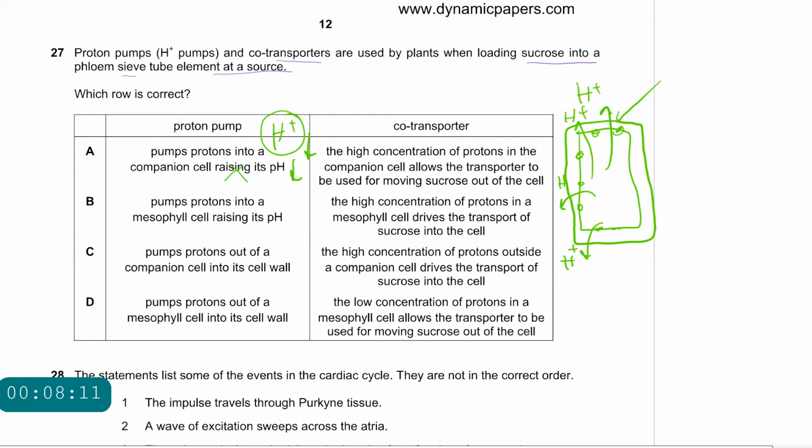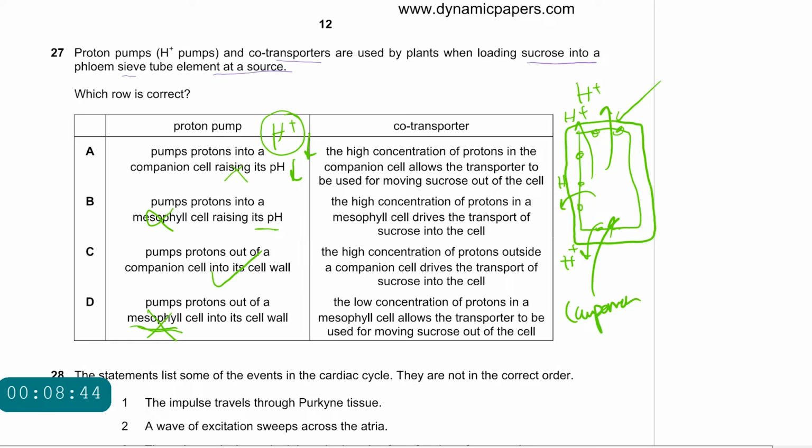So this is incorrect. Pumps protons into a mesophyll cell, raising its pH. Mesophyll cells have nothing to do with the mechanism right here. Here we're talking about companion cells. So this is incorrect. C, pumps protons out of a companion cell into its cell wall. This is definitely correct, and that's what we said right here. D, pumps protons out of a mesophyll cell. Mesophyll is incorrect. Let's see the other column.